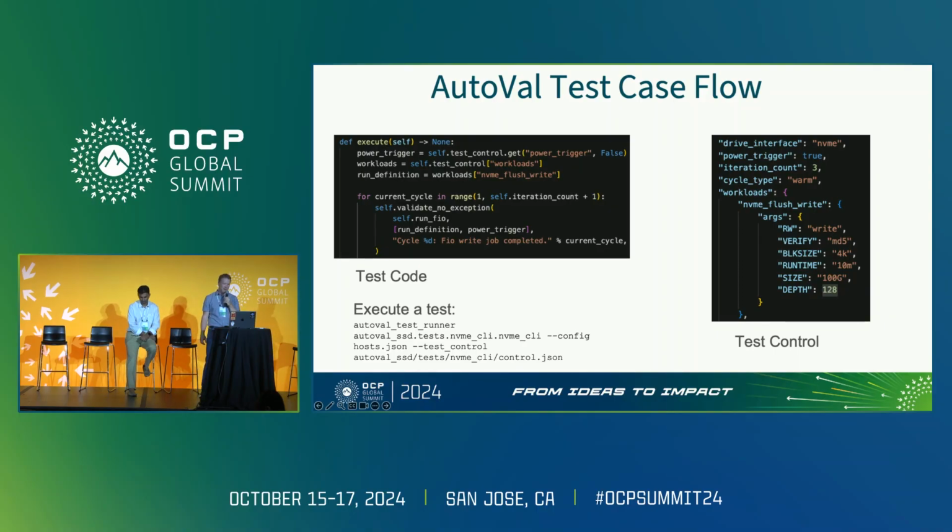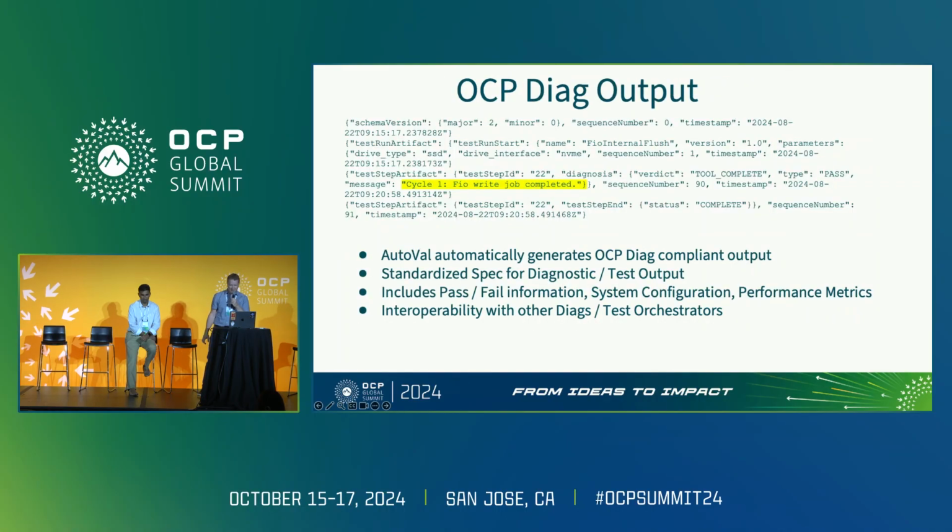And then on the bottom left, you can see how you run this. The AutoVal test runner, this is the orchestrator that I was referring to before. You pass in the test that you want to run, the configuration file that you want to use for this, and then the host information, like the IP of the DUT that you want to connect to.